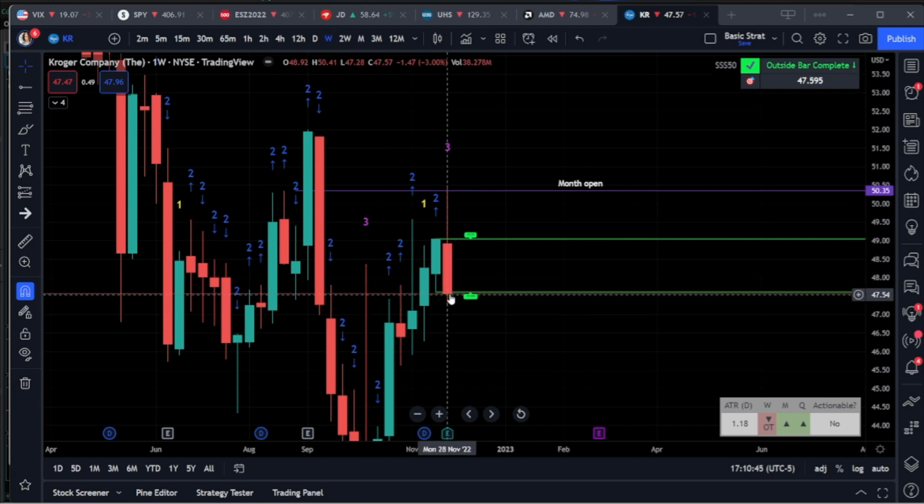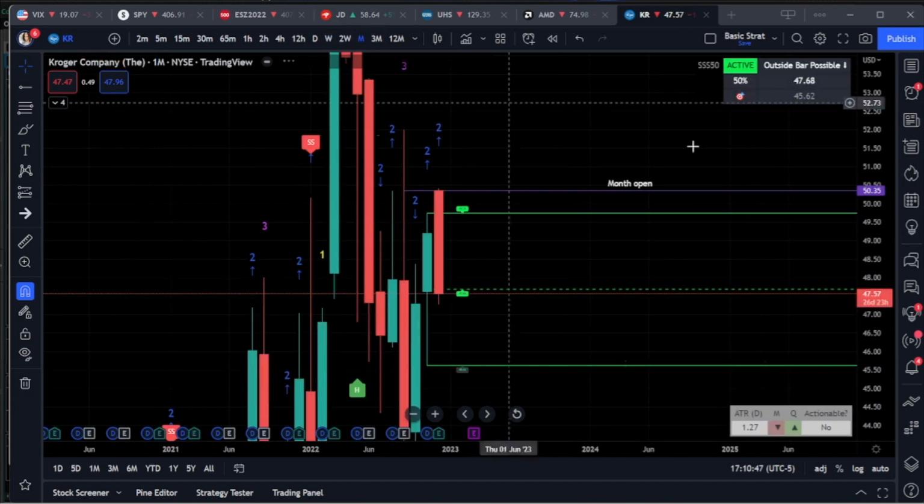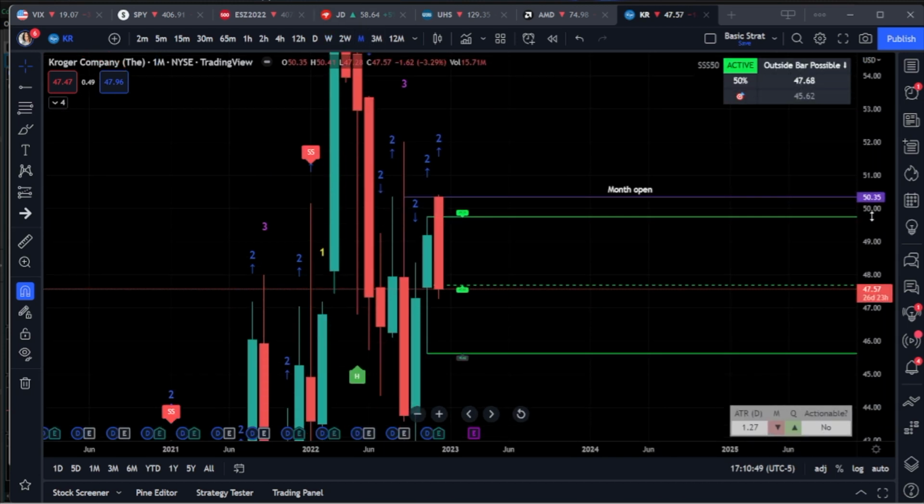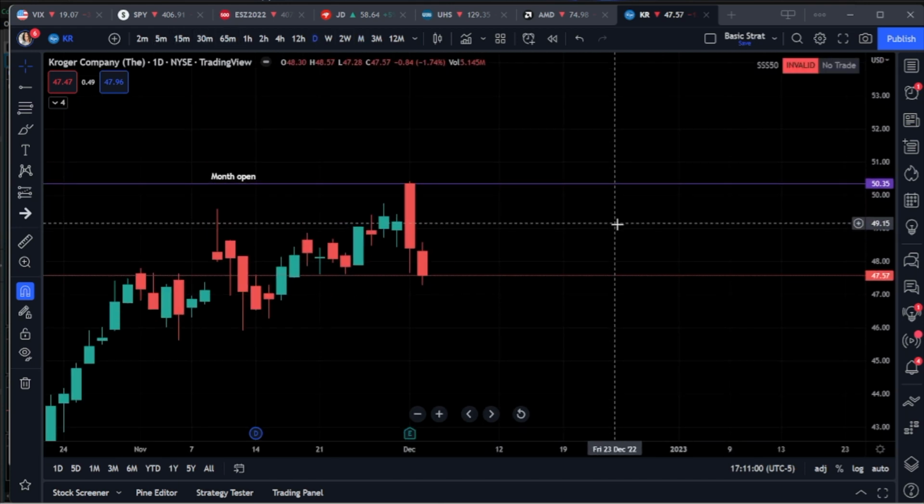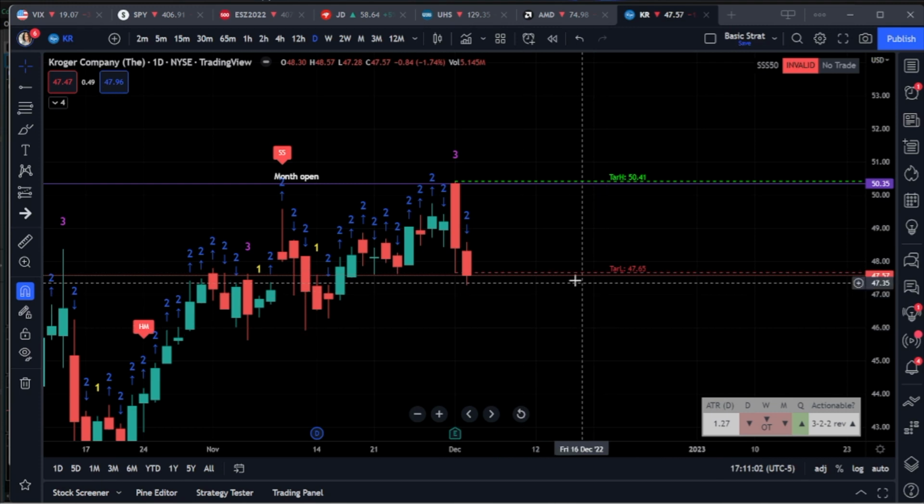You have a 3, possibly a 3-2. You also have an outside trigger on the month and a target. So this is how you can use the uncoupling to see if buyers are still with Kroger and if it will continue to fall.